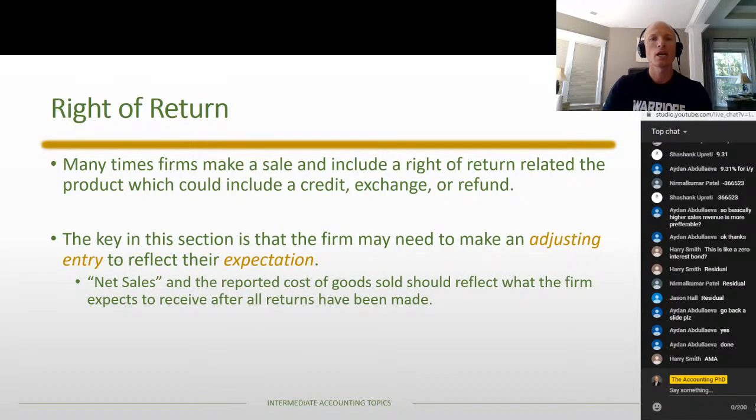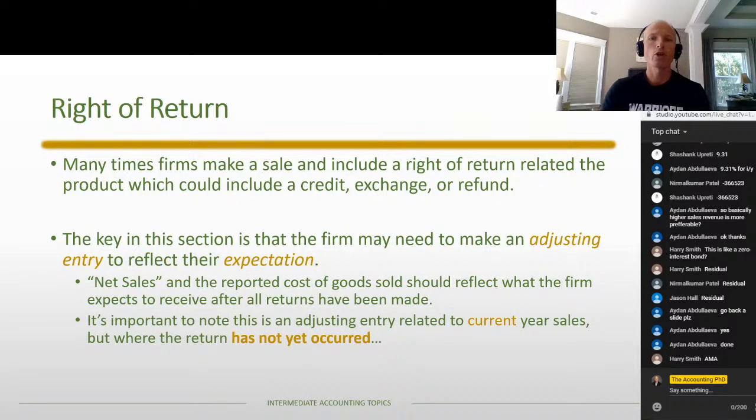So again, the net sales and the reported cost of goods sold should reflect what the firm expects to receive after all returns have been made. You make the initial sale, that doesn't change, but subsequently you probably need to make an adjusting entry with the sales return and allowance based on your expectation. It doesn't change your sales amount, but it would change your net sales amount.